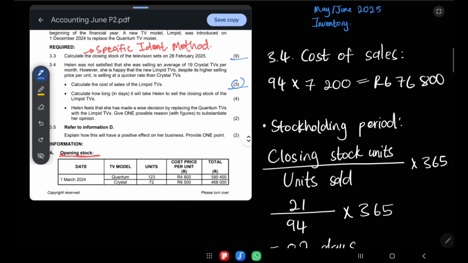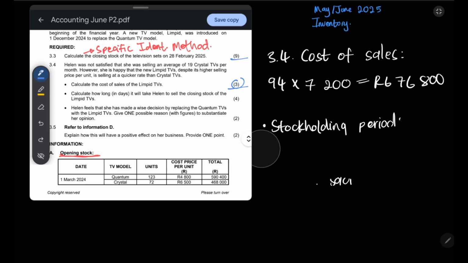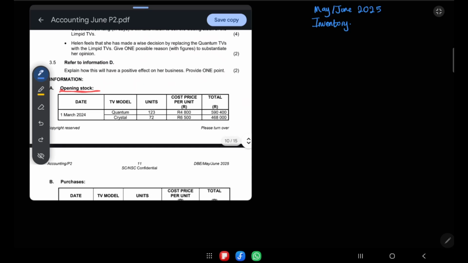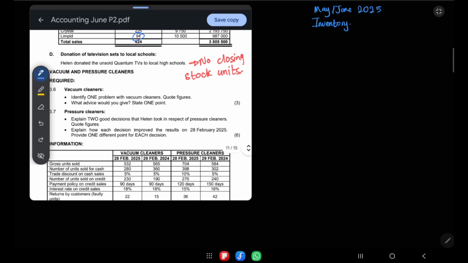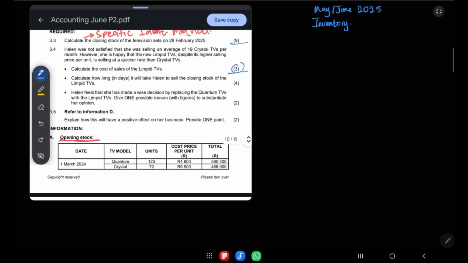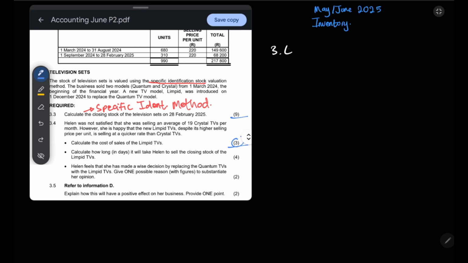Helen feels that she made a wise decision by replacing the quantum TVs with the limpid TVs. Give one reason with figures to substantiate her opinion. Let's move to information D. Information D says, donation of television sets to the schools. Ellen donated, so it's basically about donations. This is 3.4. Then let's split it about donations. Did she make the right decisions?